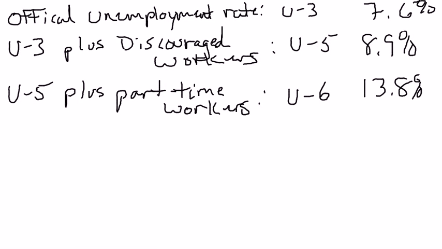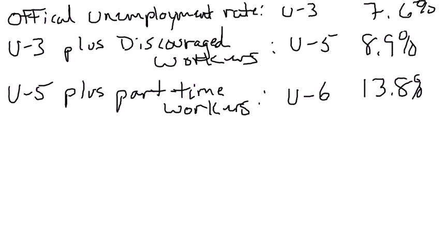Well, it turns out there's some very well-known problems with that measure of the unemployment rate. Specifically, it doesn't include what we call discouraged workers and part-time workers, or it doesn't fully account for these two. So what do I mean by discouraged workers? Well, remember, to count as unemployed, you had to, 1, not have a job, and 2, have actively looked for work in the last month.